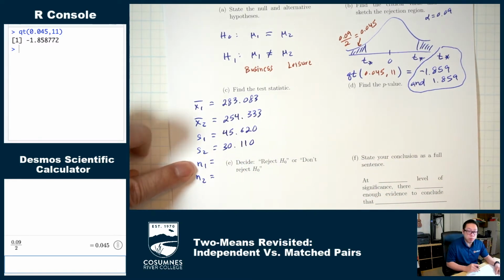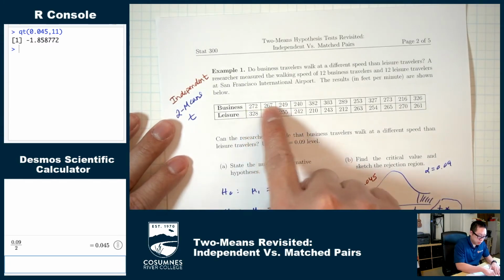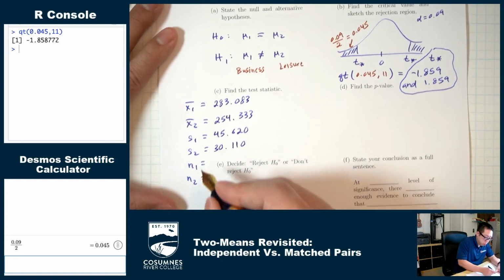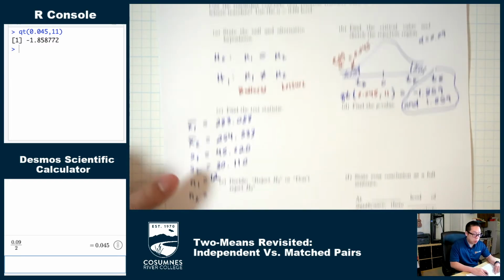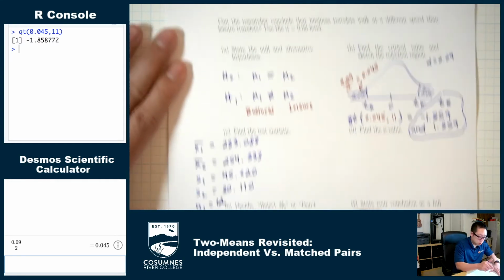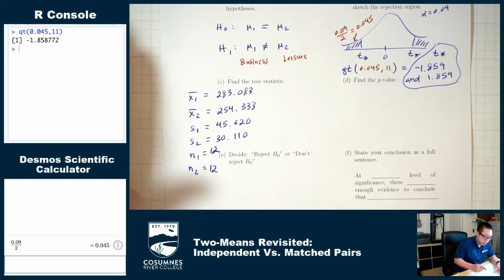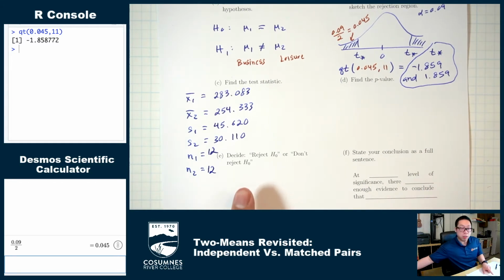N1, sample size for business. There's 12 numbers, so it's going to be 12. N2, sample size for leisure. Same thing, also 12 numbers. That's 12. Now we're going to enter these numbers into the formula for T.